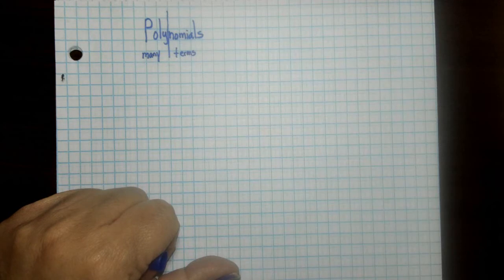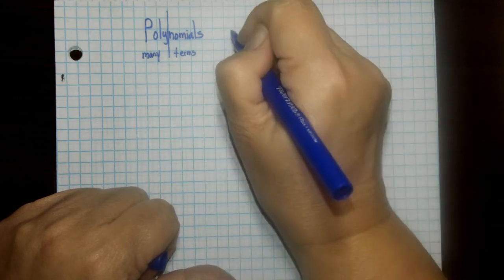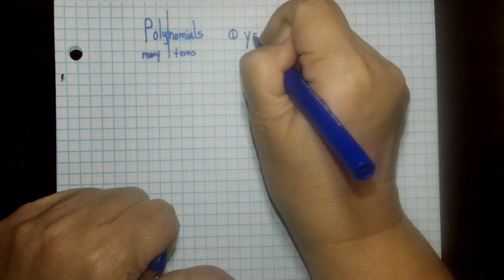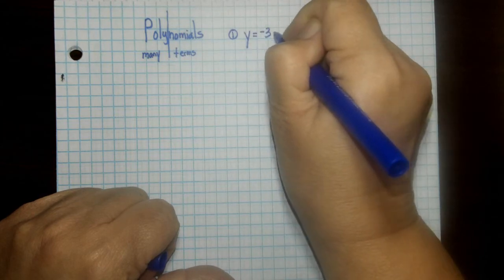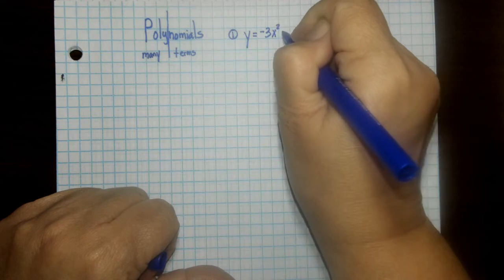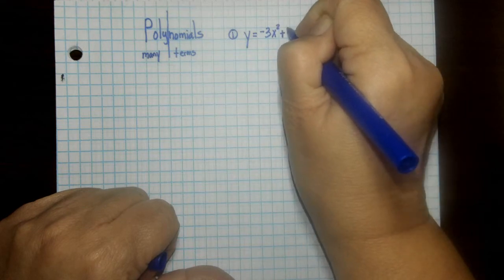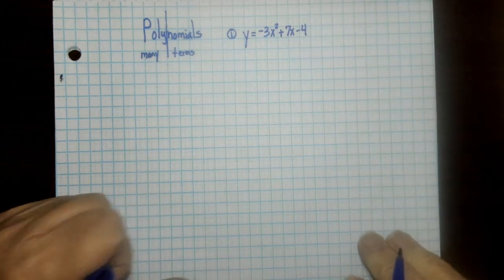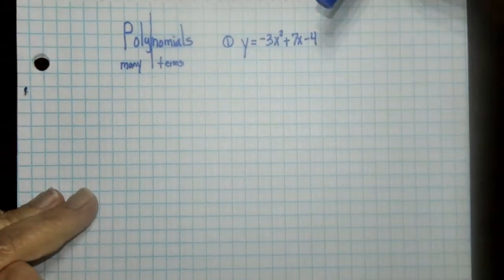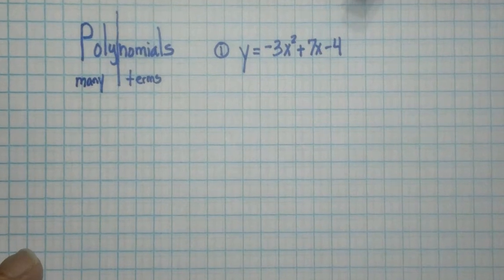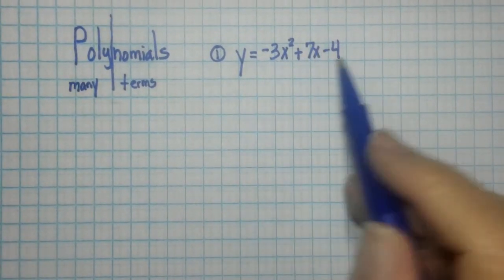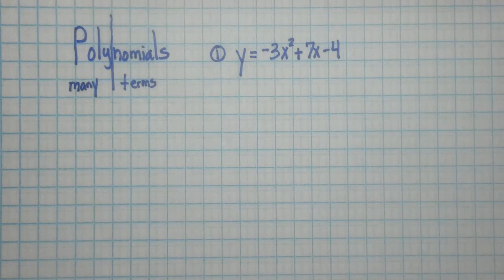So let's look at some examples of polynomials. We have example 1, y equals -3x squared plus 7x minus 4. This would be a trinomial because it has 3 terms, but it's a polynomial because it has many terms.